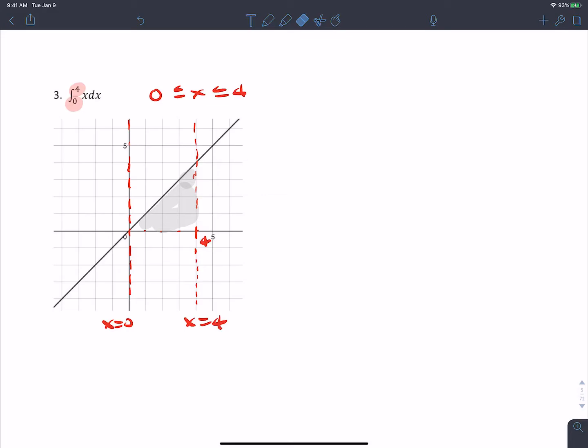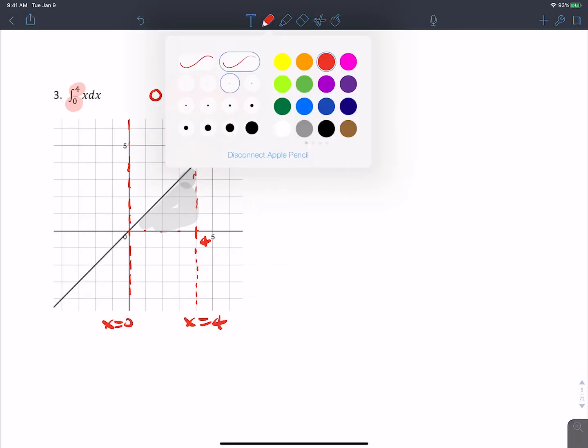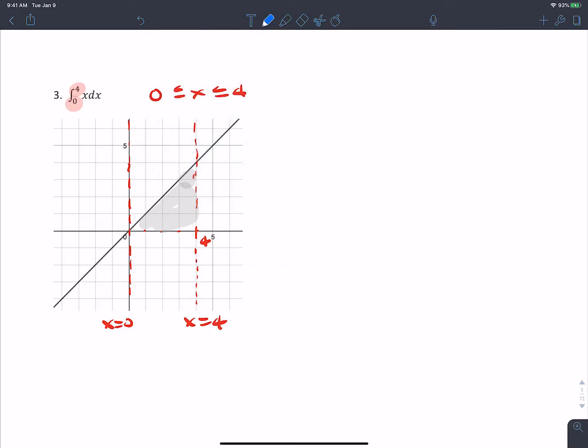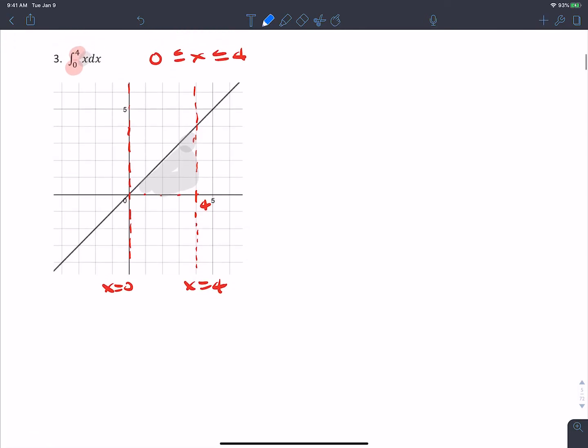Okay, so is it continuous over the interval? Yep, is your function continuous, right? This function over here? It's continuous, so by the Fundamental Theorem of Calculus, Part 2, we integrate from 0 to 4, x dx. Now remember, the power here for x is 1.